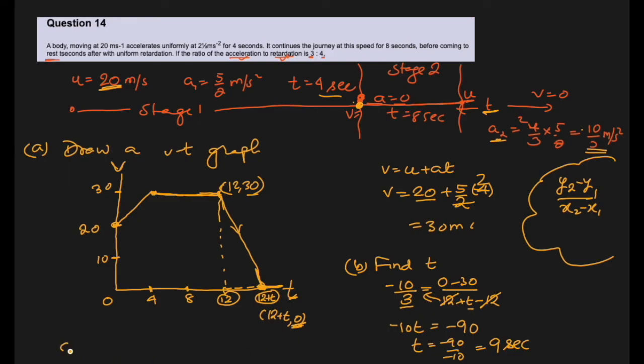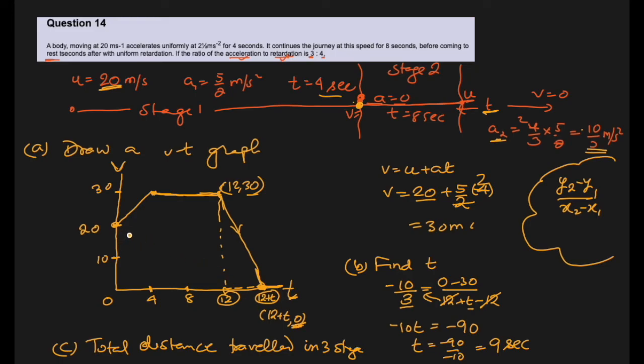And there is a C part to this question where they are asking what is the distance traveled in these, how many seconds? 21 seconds now, right? 12 plus 9, 21 seconds. So the total distance traveled in 3 stages.